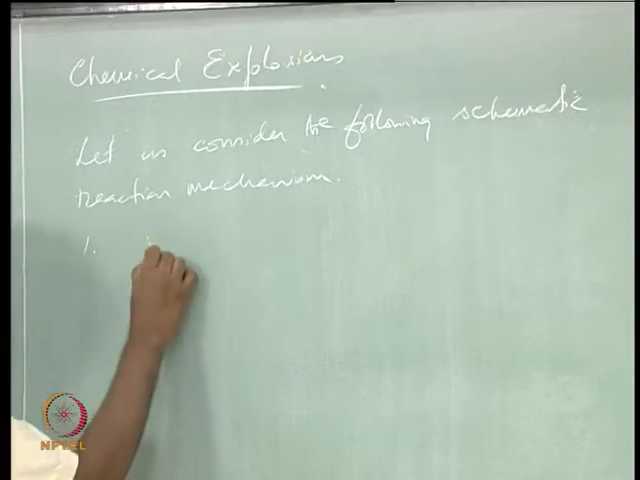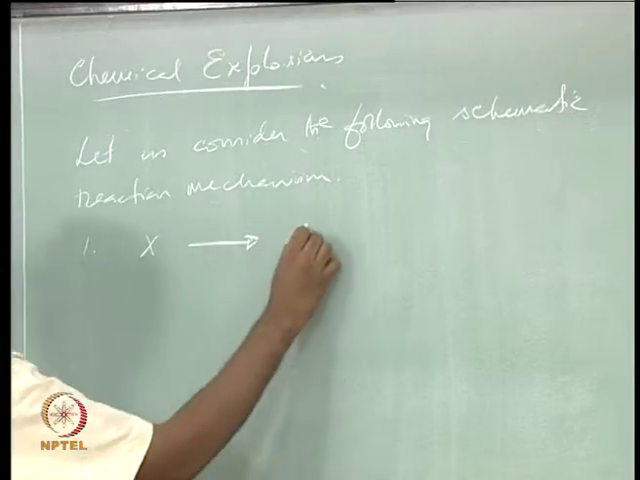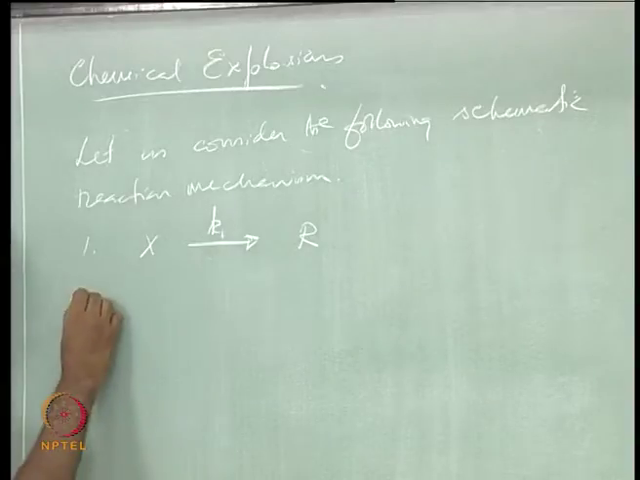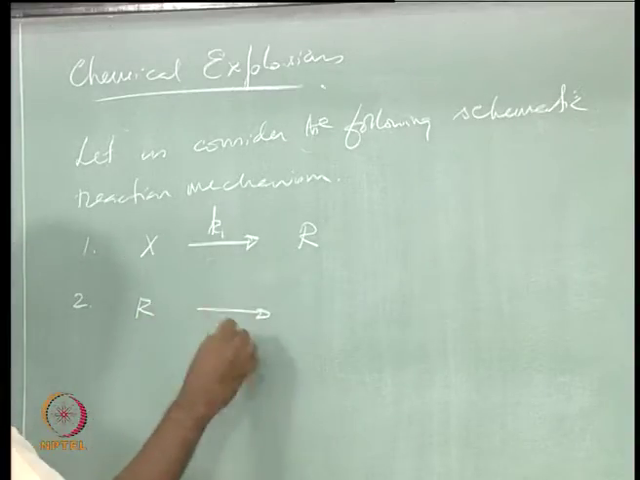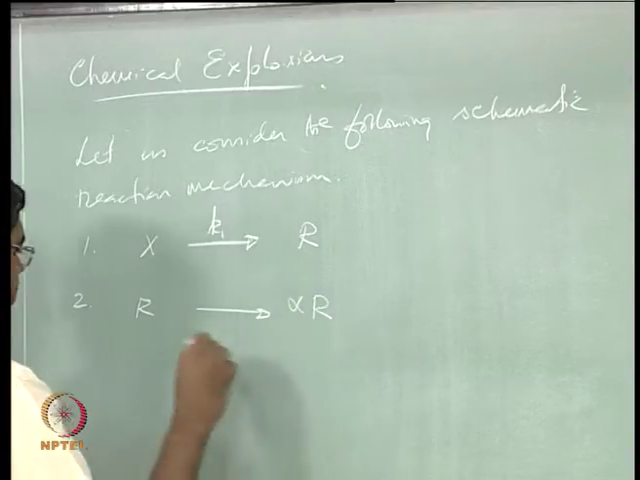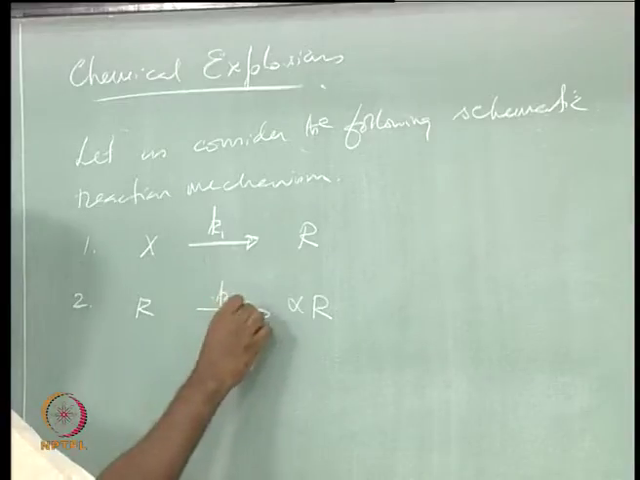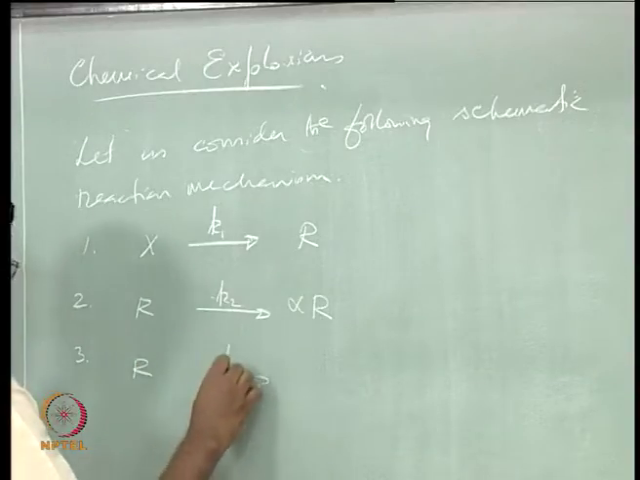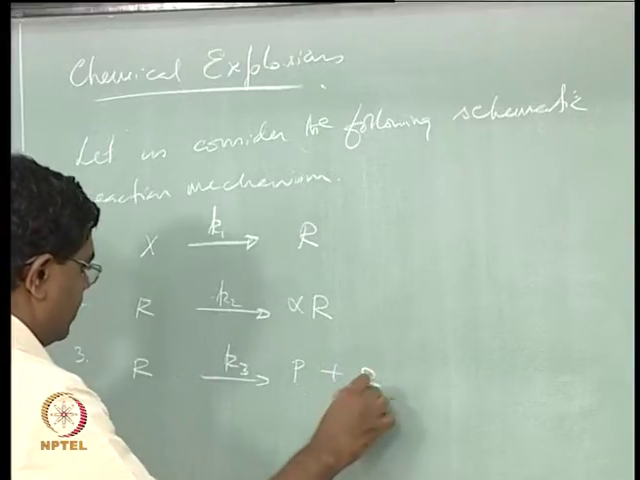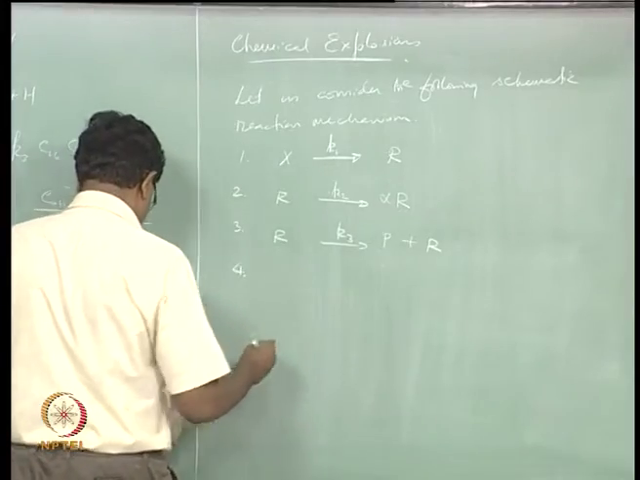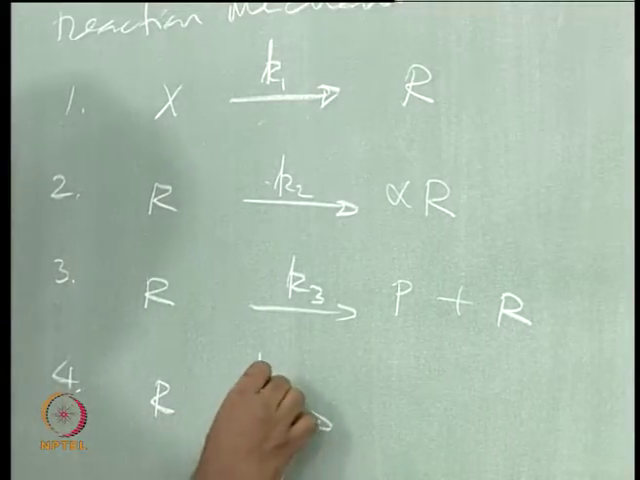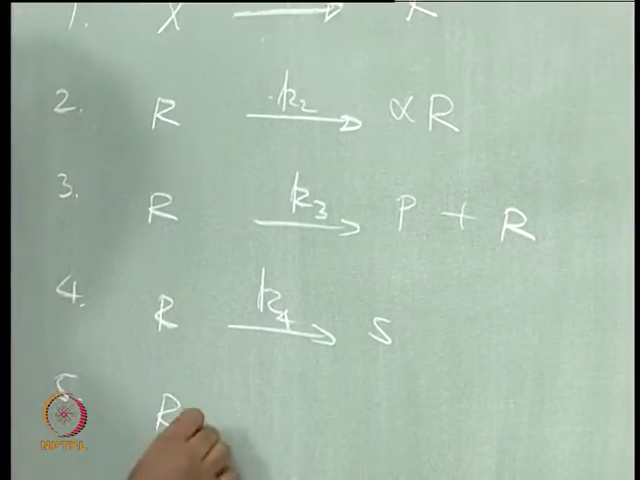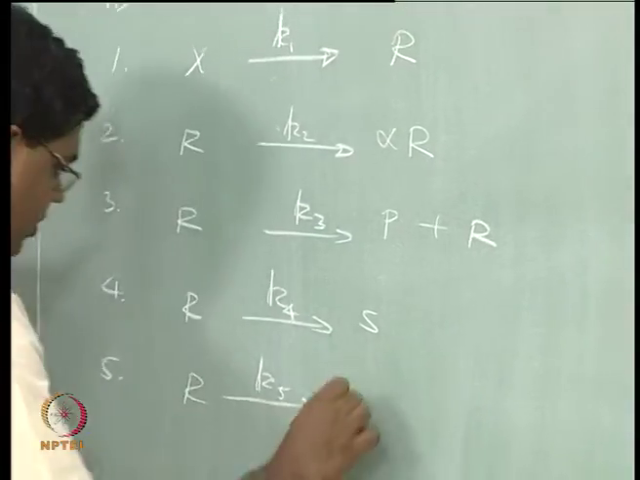1, X gives you R with reaction rate constant K1. 2, R gives you alpha R with a rate constant K2. 3, R gives you K3 P plus R. 4, R goes to S, and 5, R goes to X.